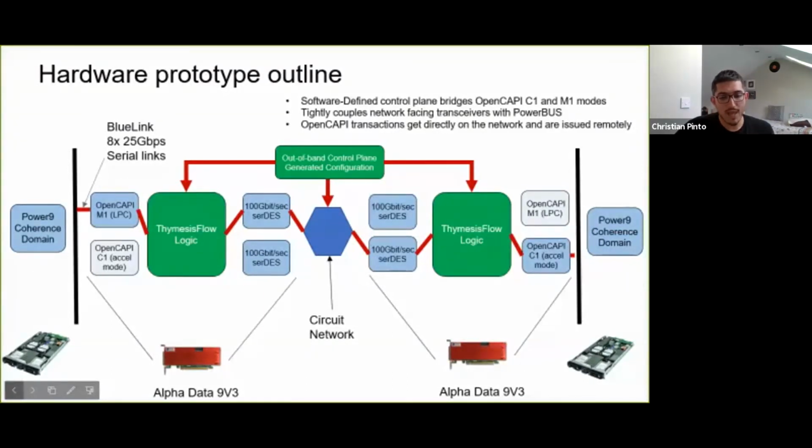Once you exit the CPU, the counterparts of our design are connected using a circuit network, and we use 100 gigabit SerDes. So every single ThymesisFlow link between two machines avails of 100 gigabits per second bandwidth. And then we have an out-of-band control plane that configures all the actors in this picture. So it configures our custom logic at both the compute and the memory side, and if you have a circuit network, it would even configure the switch. Our design is right now implemented on an Alpha Data 9V3 FPGA. I will talk about this a bit later in the presentation.